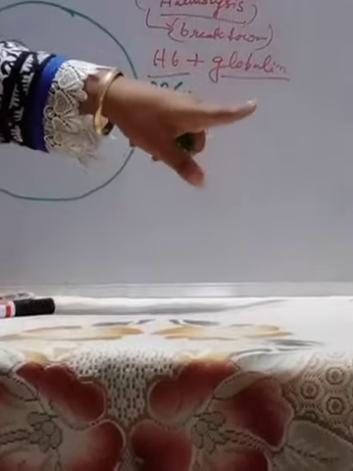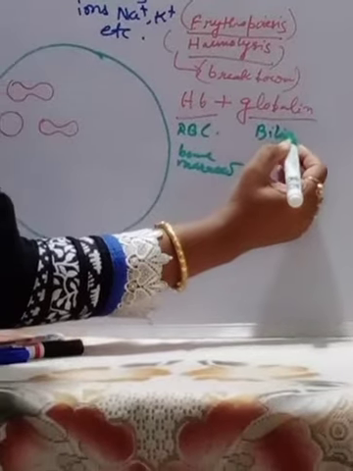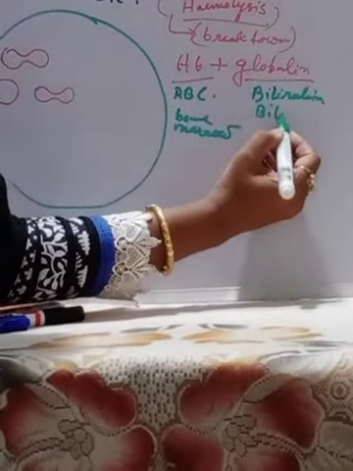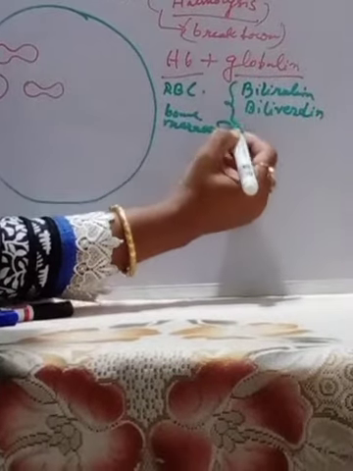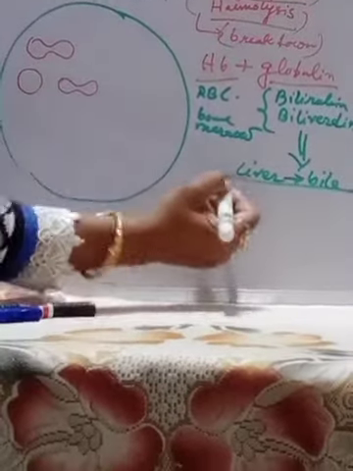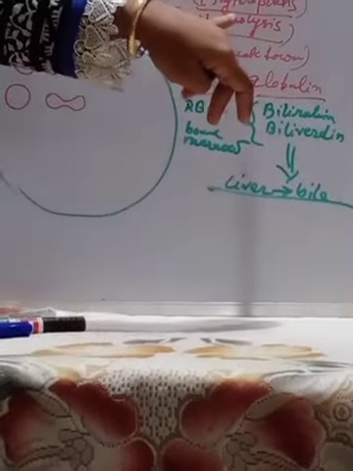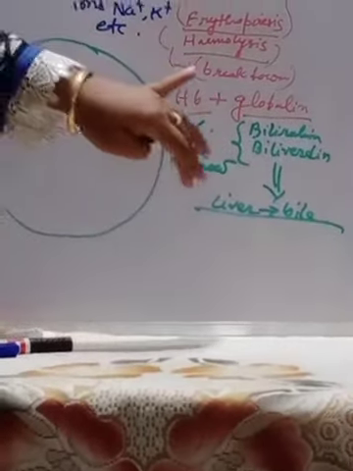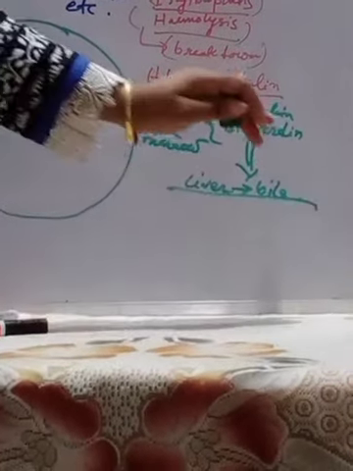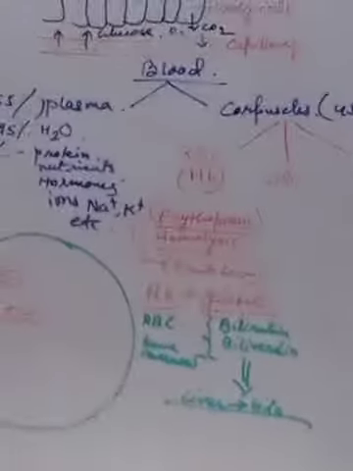Then what happens to the globulin part? They are converted to bilirubin and biliverdin and are sent to the liver, from where they are excreted out as bile. So bilirubin and biliverdin, these two components are excreted out from the liver as bile. This is the actual fate of the RBC. So here see two important terms: erythropoiesis, hemolysis, and the fate of the iron part and the protein part, that is the globulin. Clear? This is all about the RBC.